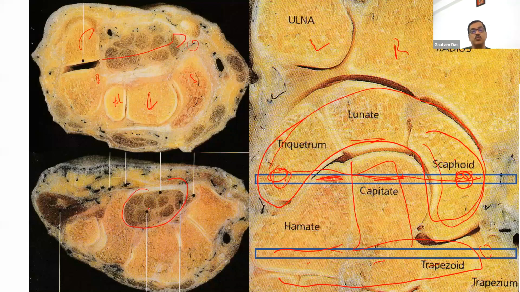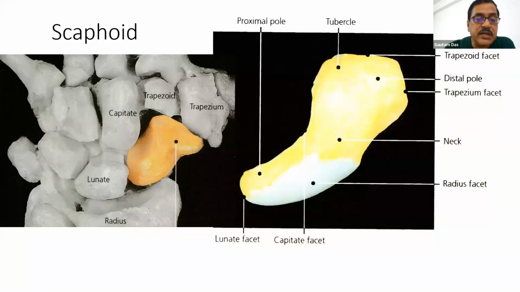And now, just quickly, I'll go through the different bones and which one is articulating with which. As I was telling earlier, the radius is articulating with the lunate and the scaphoid. The scaphoid has different articular surfaces. This side it is articulating with the radius, here with the lunate, here with the capitate, here with the trapezoid, and here with the trapezium. It is a long bone. This distal part is the broad part, and this proximal part is smaller and narrower. And this part is the neck.